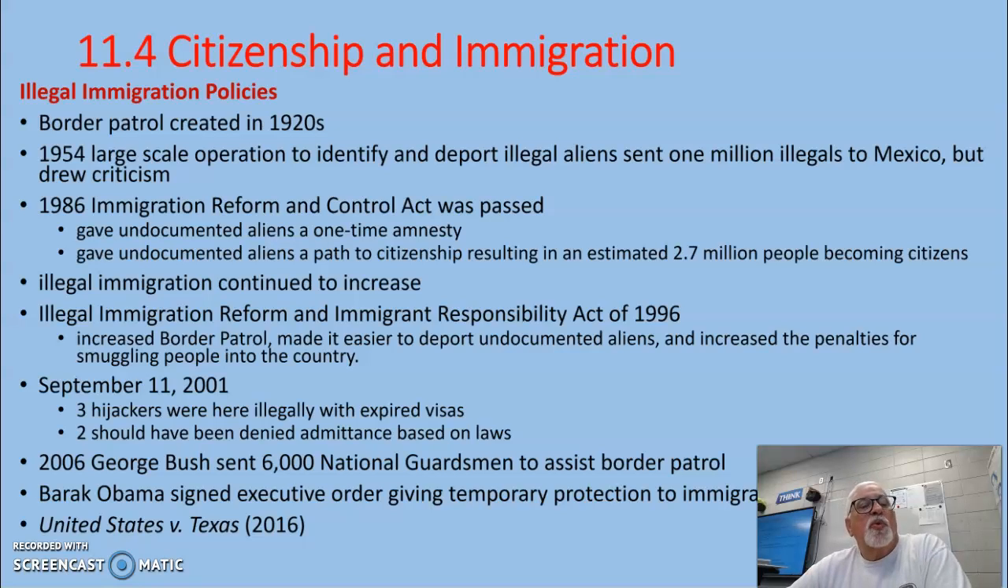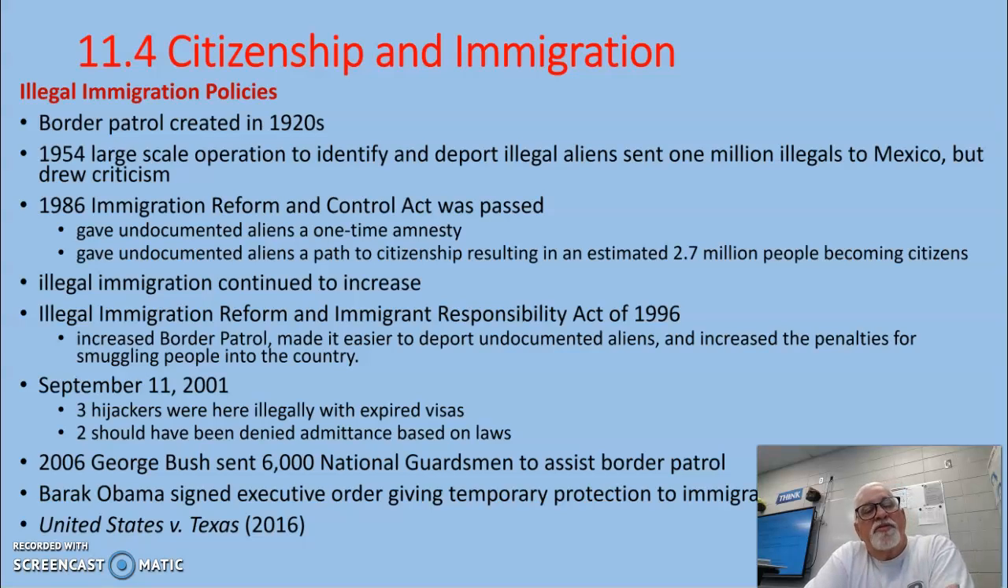Border Patrol was created in 1924, a large-scale operation to identify and deport aliens. In 1986, the Immigration Reform and Control Act gave undocumented aliens a one-time amnesty. That means they could be freed. It gave undocumented aliens a path to citizenship, and consequently, about 2.7 million people took that path to citizenship. I would encourage you to look at Prager University, where Krauthammer does a review on immigration, how we can fix the immigration policy. I think it makes a lot of sense. So see what you think.